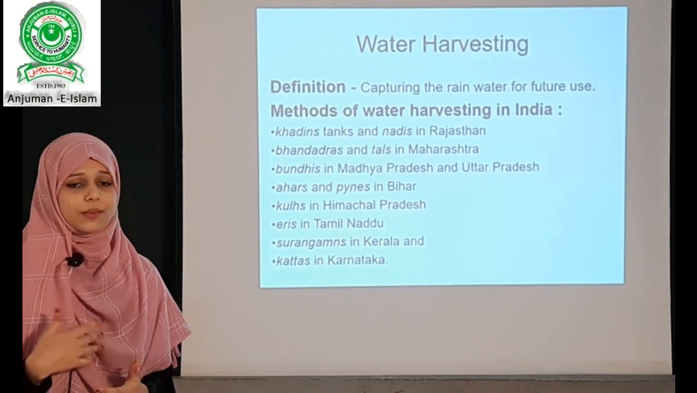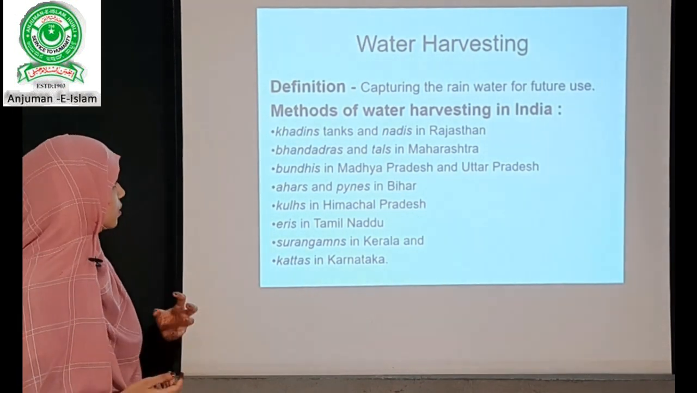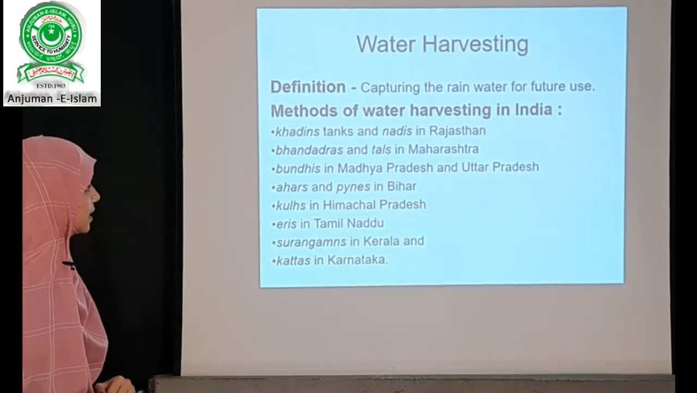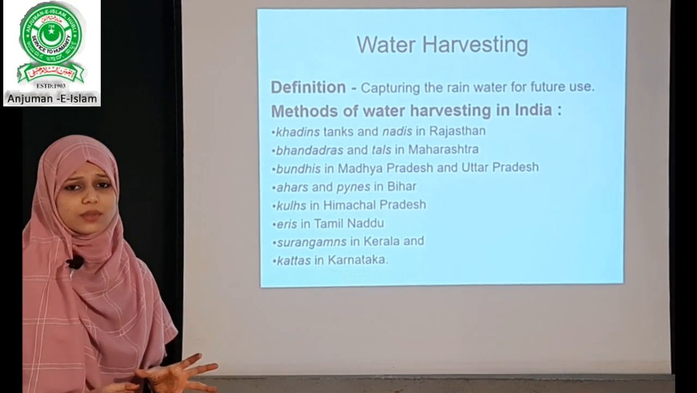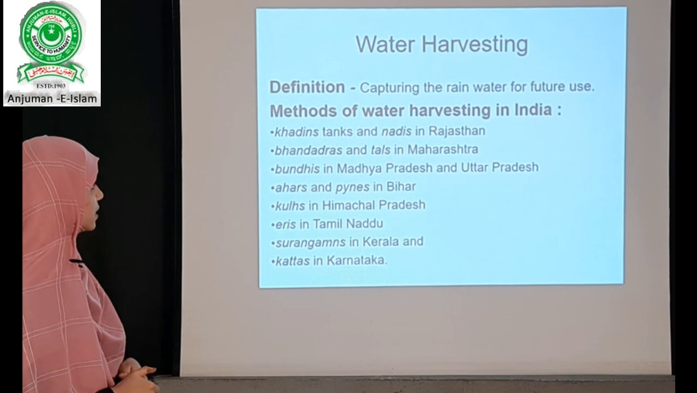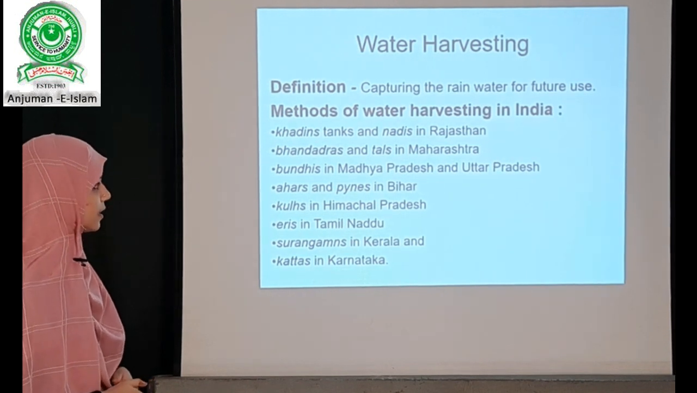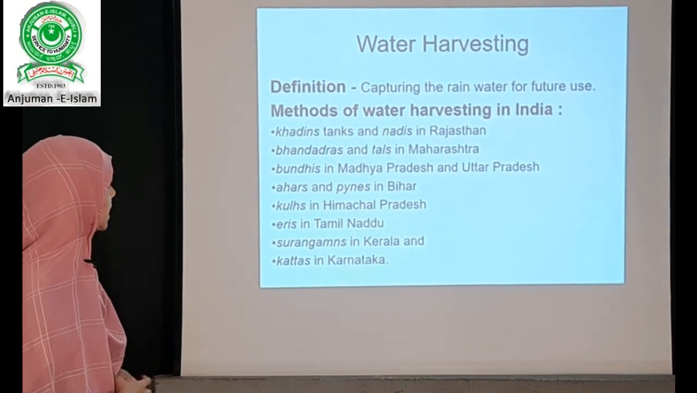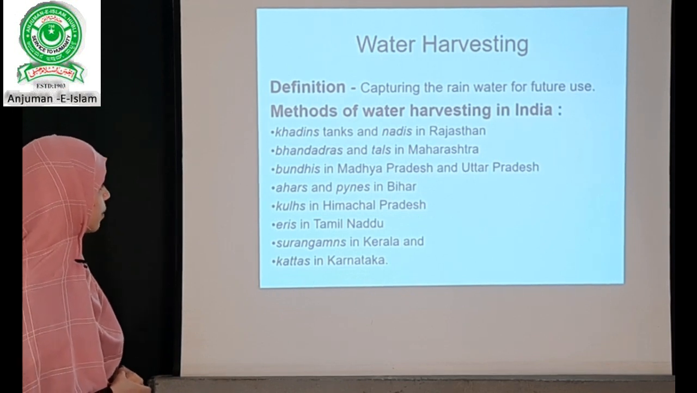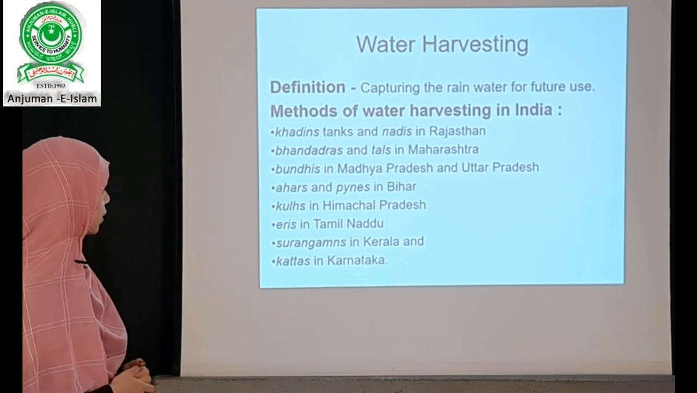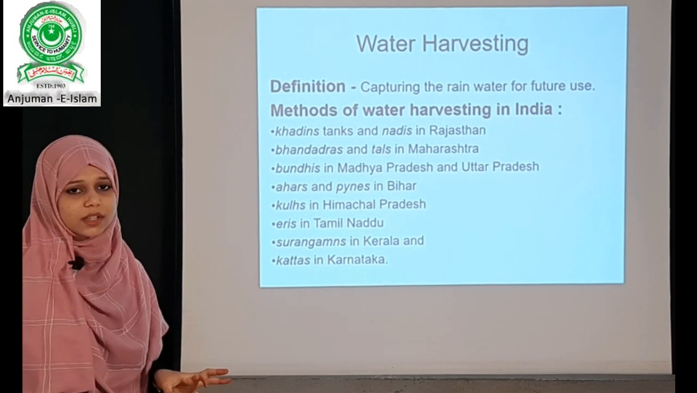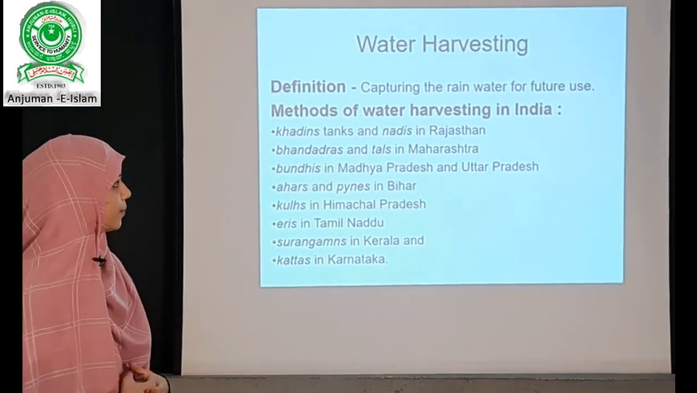There are various ways in India in which water harvesting takes place. Khadins, tanks and nadis in Rajasthan. These are how the water harvesting techniques are built in India. Bhandaras and tals in Maharashtra. Next one, bundis in Madhya Pradesh and Uttar Pradesh. Ahars and pynes in Bihar. Kuls in Himachal Pradesh. Eris in Tamil Nadu. Surangams in Kerala and Kattas in Karnataka. So these are the various methods of water harvesting across India.